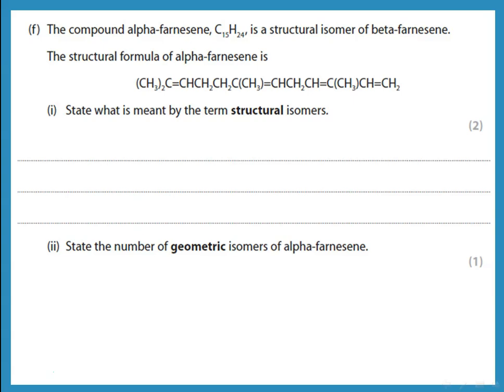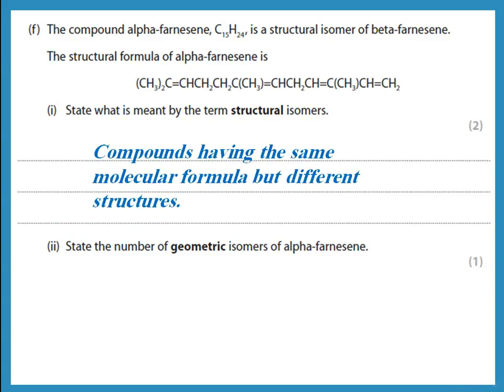Okay, this one is talking about structural isomers. State what is meant by structural isomers. Remember, they are compounds having the same molecular formula but different structures. Now he's saying state the number of geometric isomers of this compound. Remember that every double bond has two isomers.